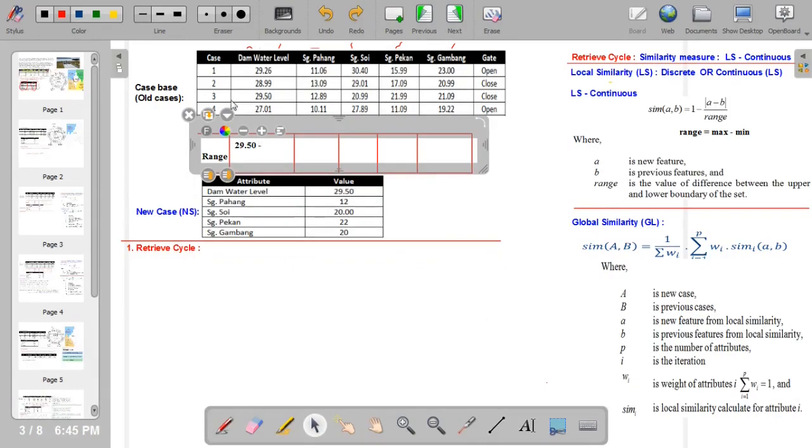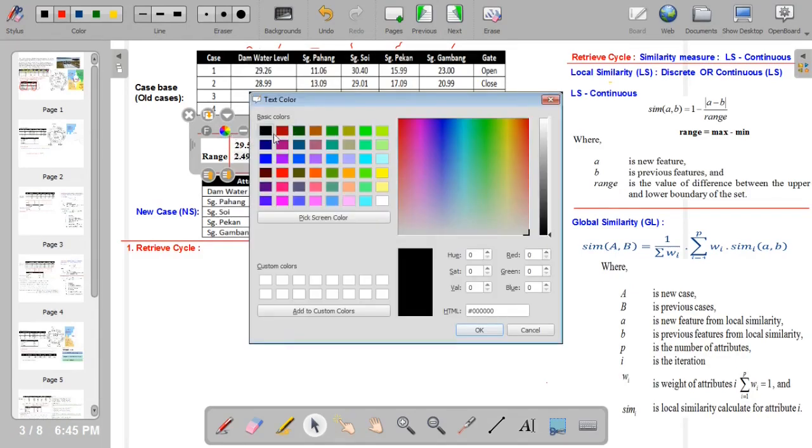Minus the minimum. What is the minimum value here? The minimum value is this one, right? 27.01. So it will be equal to 2.49. This is the value range for the first attribute, which is the dam water level. So I'm going to highlight it in red, so it will be easier for me to recognize.